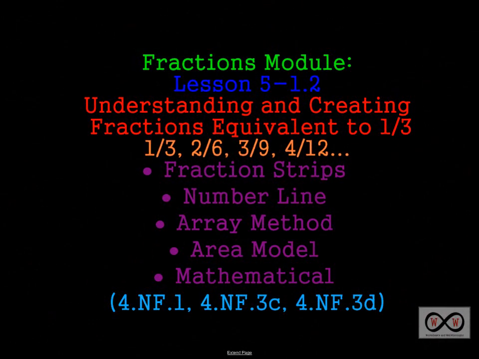In this video walkthrough lesson, we're going to take another look at our fractions module, and this is lesson 5-1.2, understanding and creating fractions equivalent to 1/3. We'll be featuring a variety of fractions, and they're all equivalent to 1/3. We'll be using fraction strips, number line, the array method, the area model, and we'll be handling fractions equivalent to 1/3 mathematically as well. And these are the standards that are featured in this video walkthrough lesson.